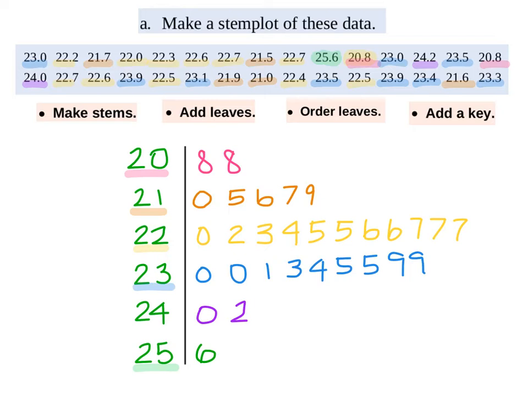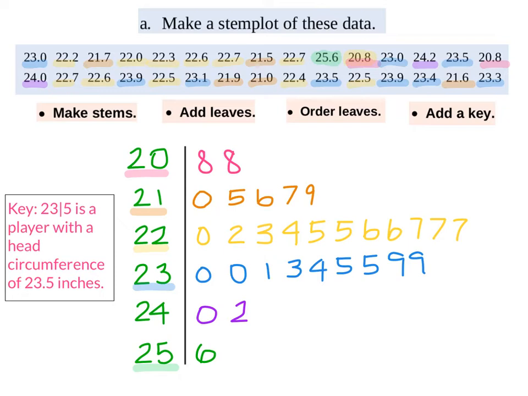So make sure that you're organizing these things. So the last thing we've got to do is add a key. Normally I like to stick my key on the right-hand side, but I didn't really leave myself a whole lot of options over there. So on the left-hand side it is. So our key says 23 with that line there, 5, is a player with a head circumference of 23.5 inches.